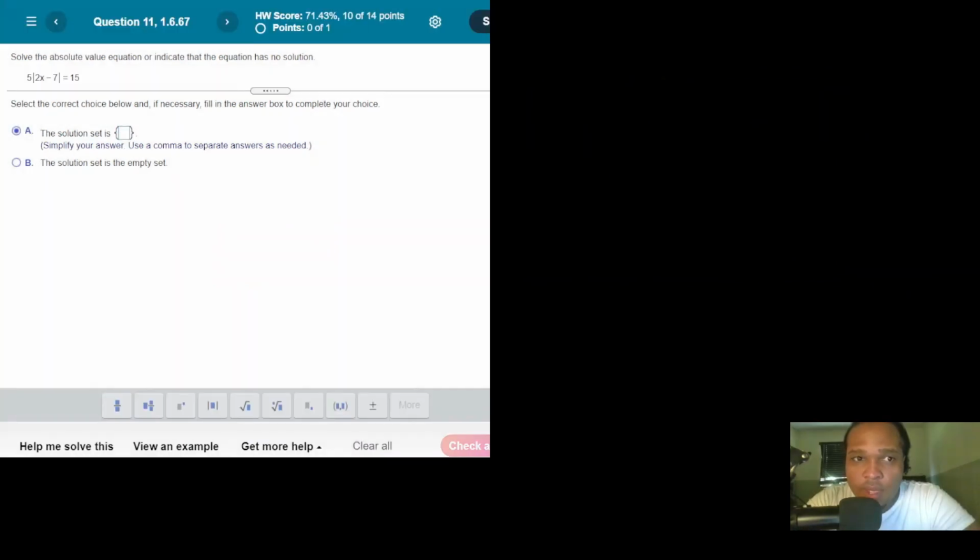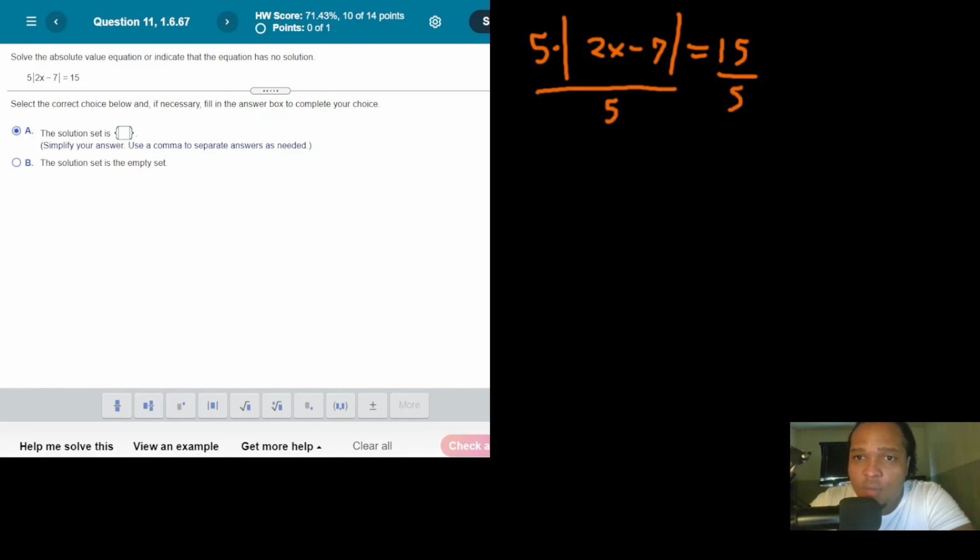Okay, so number 11, let's go ahead and write it down. We have 5 times the absolute value of 2x minus 7 is equal to 15. Let's go ahead and get rid of this 5 that's sitting outside. You want to make sure that the absolute value is by itself before you start making the negative version and the positive version, before you branch off. So let's get rid of this 5 by dividing, because this is 5 times the absolute value of 2x minus 7. So to get rid of multiplication, you use division. So we have the absolute value of 2x minus 7 is equal to 3.